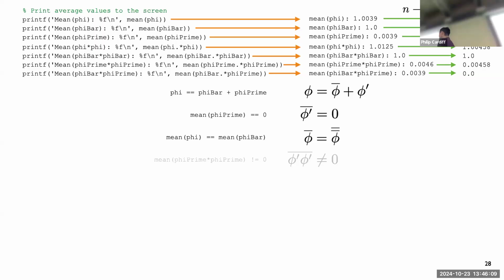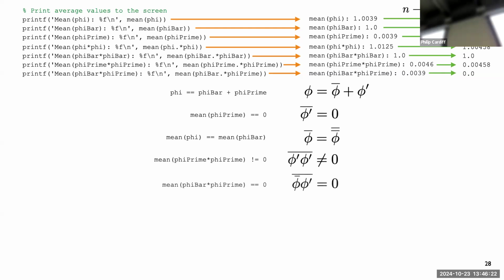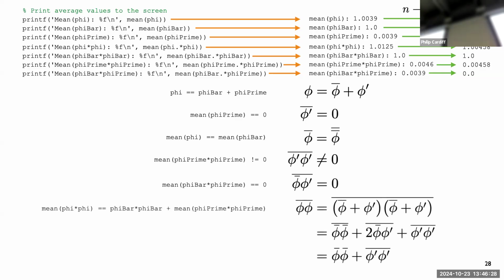Okay, but here are the rules I can take away. Phi prime by itself squared will be a positive number. It won't be about 0 anymore, so the average of that won't be 0. If I multiply the average by the prime average, that actually is 0. And the full signal by itself, average that: if I expand it out in terms of average and prime, you'll see this term appears again, so that won't be 0. So the average of phi squared is equal to the mean value squared, plus this other thing, which is non-zero.